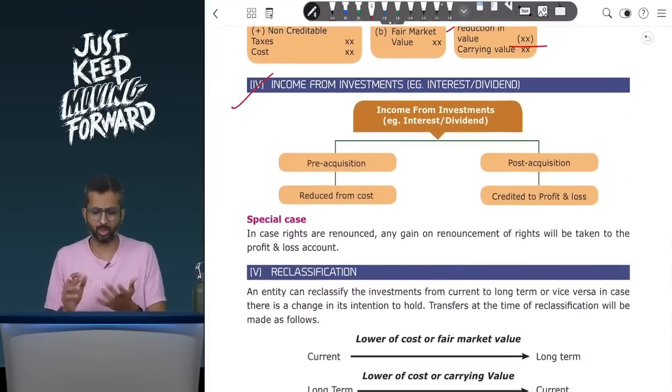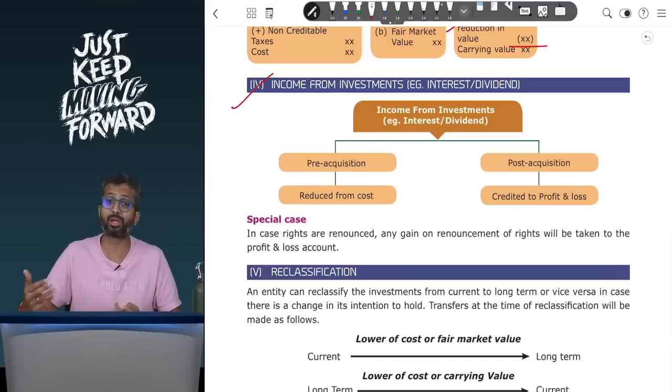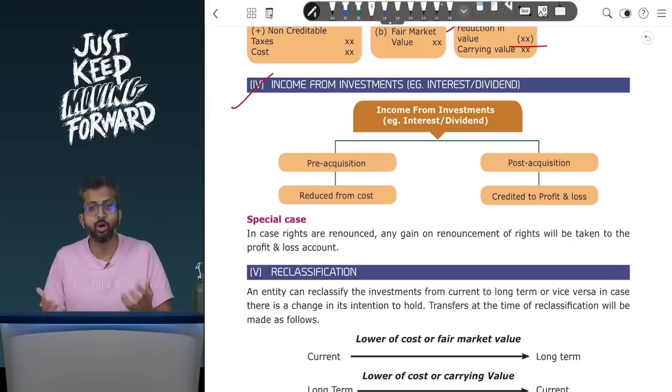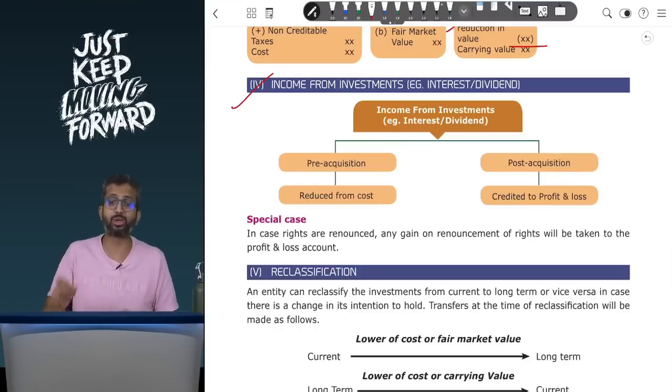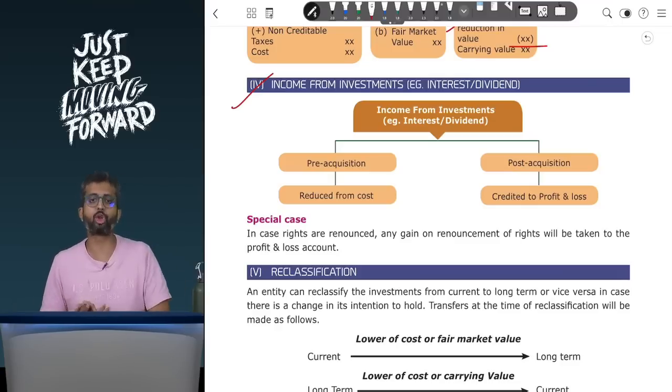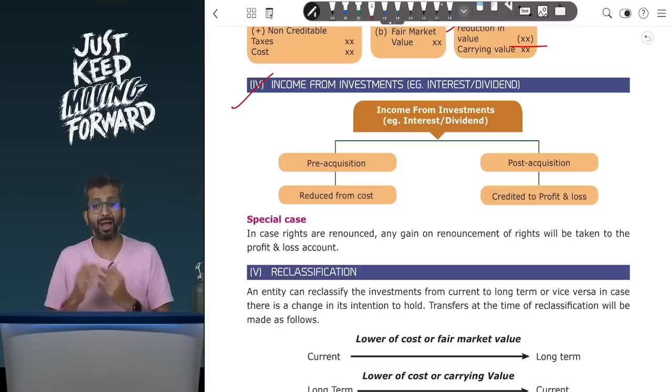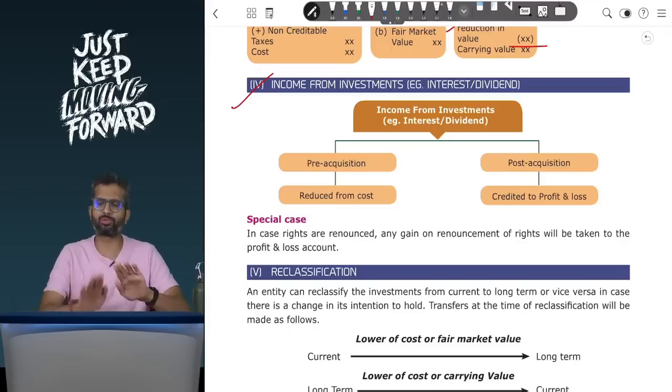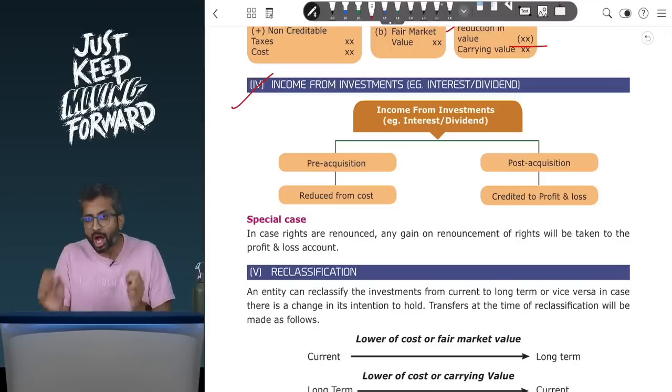Income on investment can be in the form of dividend, it can be in the form of interest. We will be recording it in the profit and loss account for the period to which it pertains. For example, you will record dividend income when the right to receive is established. Interest will be recorded on a time basis. A special case might come in case of renouncement of rights, where typically the gain on renouncement of rights will go to the profit and loss account.